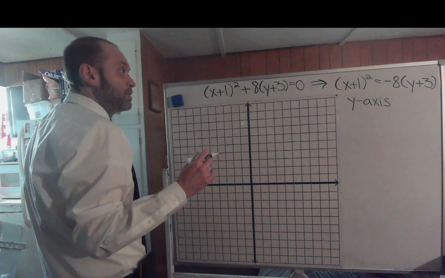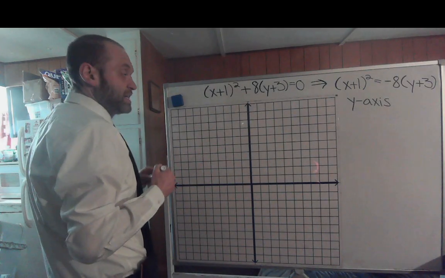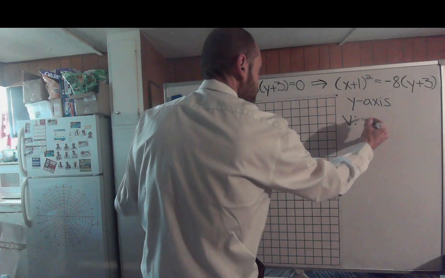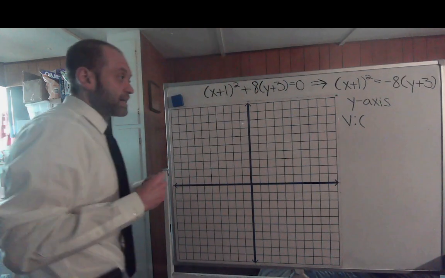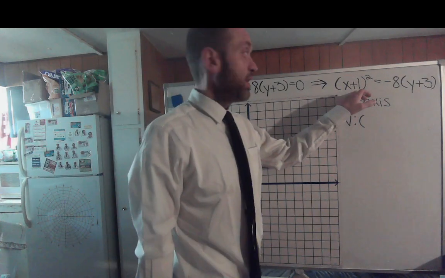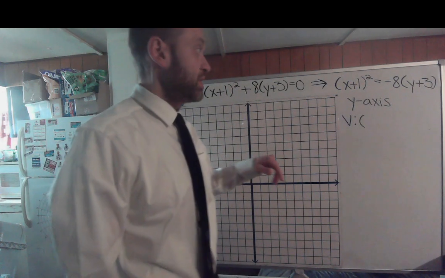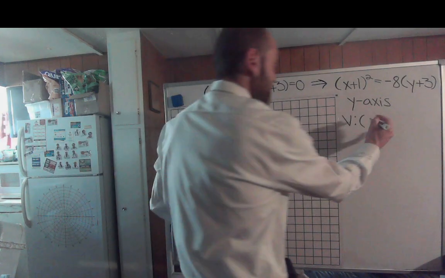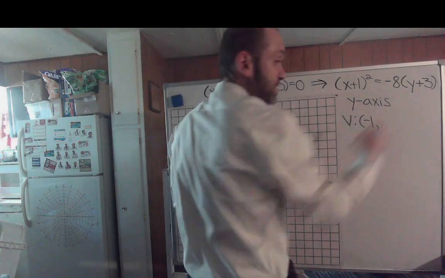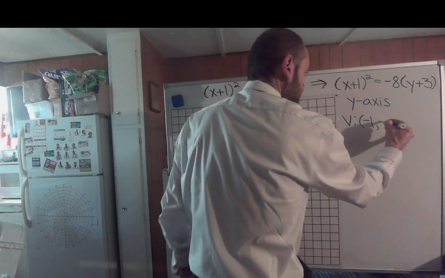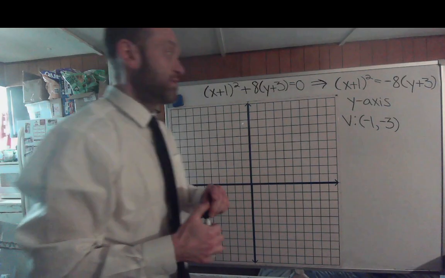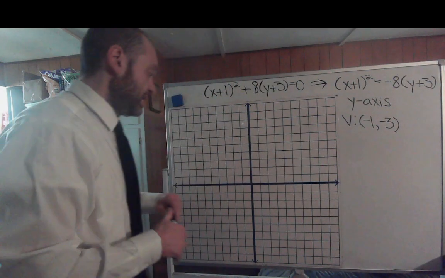Alright, so we've obtained that. Next thing we need to do is get the vertex. To get the vertex, you'll take each of these variable quantities and set them equal to 0. If I set x plus 1 equal to 0, that would give me x equals -1. If I set y plus 3 equal to 0, that would give me y equals -3. So the vertex of this parabola would be found at the point -1, -3.